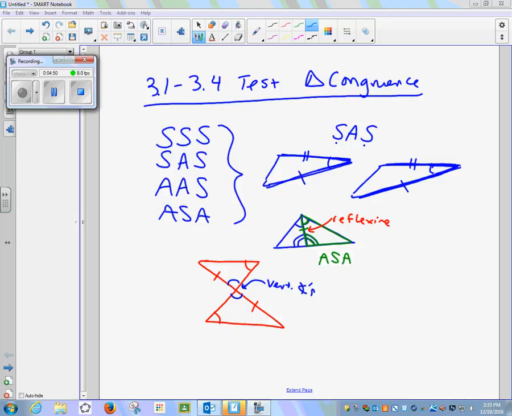It's going to be AAS, yes. AAS, because we have two angles marked, A and A. And now the side is actually not between the two angles. This side is touching one of these angles, but it's not touching both of the angles. So it has to be AAS.